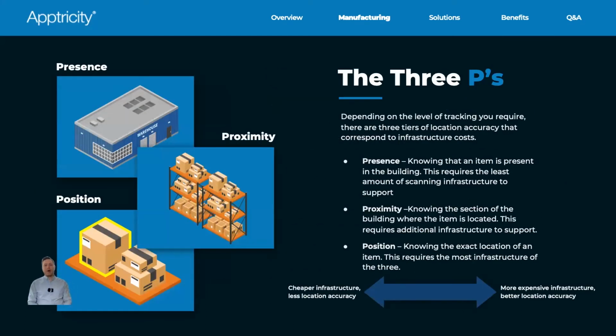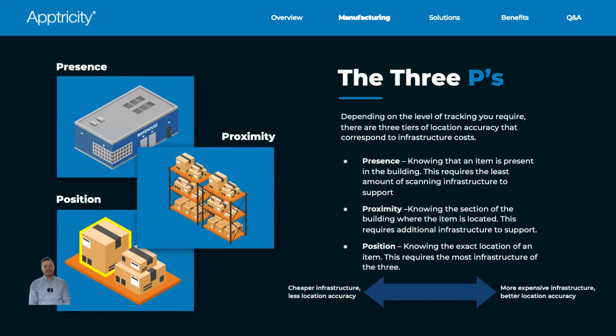And before we get into how we solve these problems, we really want to talk about the 3 Ps. You may have heard us talk about this on a previous webinar or potentially a podcast that we've done, but we really like to push this concept because it really helps to explain the levels of location accuracy that you can get. And so depending on the level of tracking you require, there's really 3 tiers that you can accomplish.